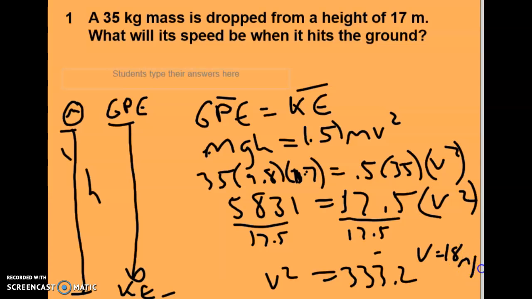So if I hit the square root button, we're going to see that the velocity will be equal to about 18 meters per second. That's the answer. Why did I have to take the square root? And that's because in this equation, v is squared. V is still squared here. So v squared equals 333.2. I just have to take the square root to get the v. All right, let's go ahead and go to the next problem.